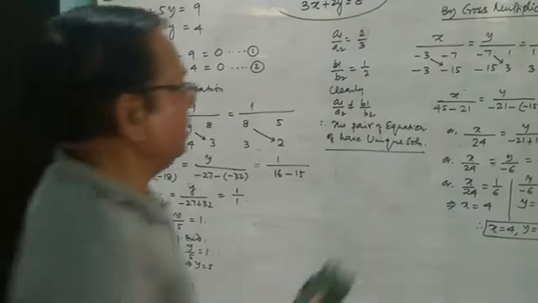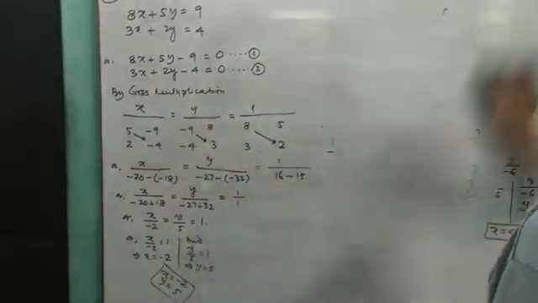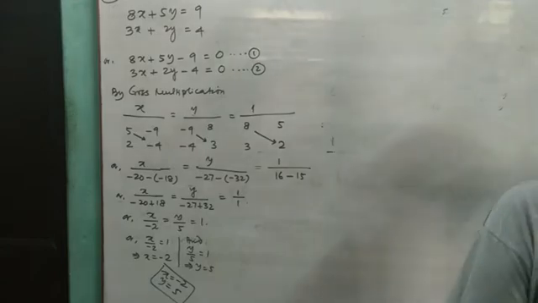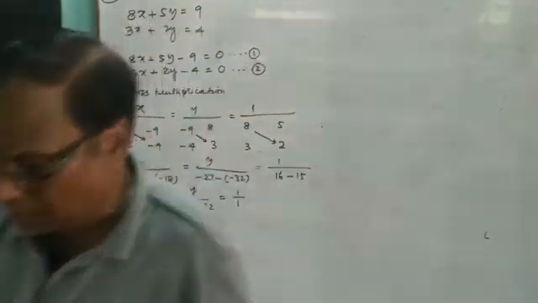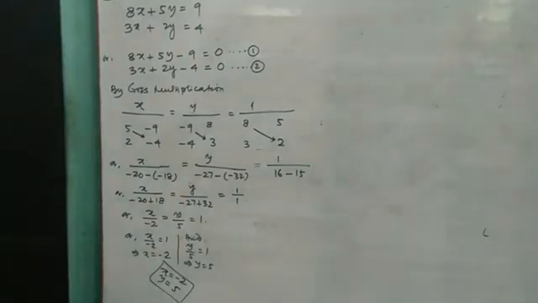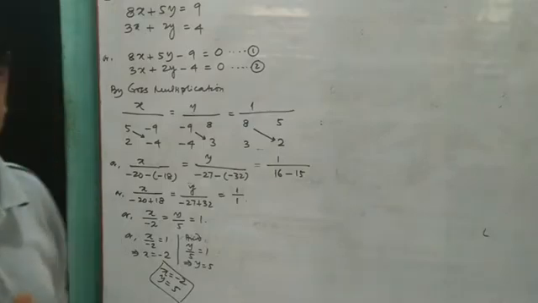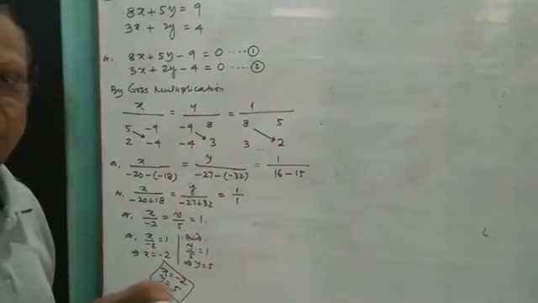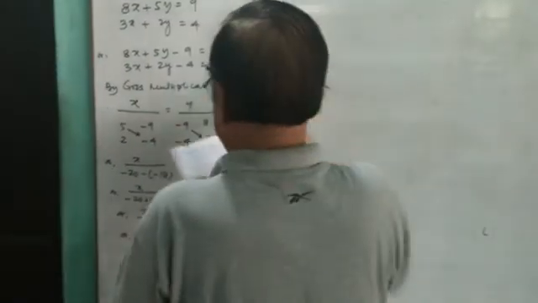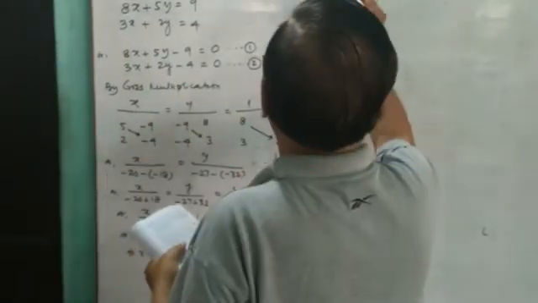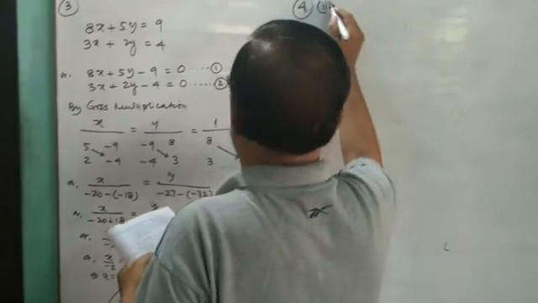Now students, next some word problems are there, and in the question it is written that you can solve by any method, that means elimination, substitution and cross multiplication. Since the cross multiplication method we have learned, we will try to solve it with the help of the cross multiplication only. This is question number 2 of question number 4.